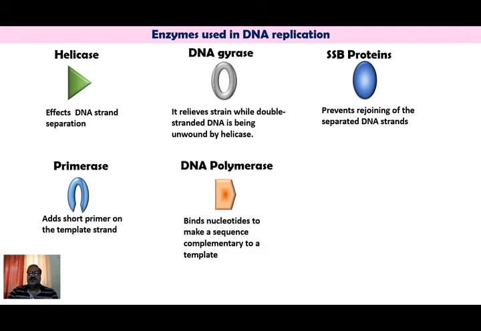Next we have the DNA polymerase enzyme. DNA polymerase enzymes are of different types. In prokaryotes, the two most important DNA polymerase enzymes are DNA polymerase 1 and DNA polymerase 3. And in eukaryotes, we have the three most important DNA polymerase enzymes. Those are DNA polymerase alpha, DNA polymerase delta, and DNA polymerase epsilon.